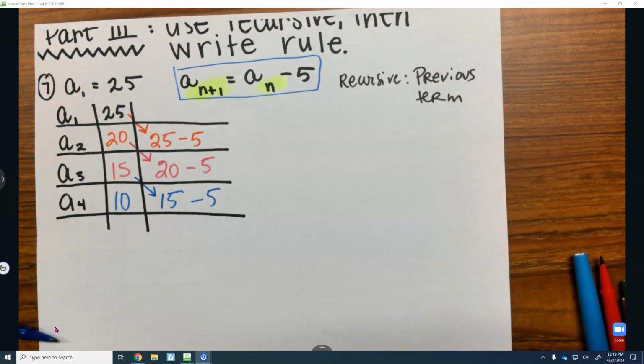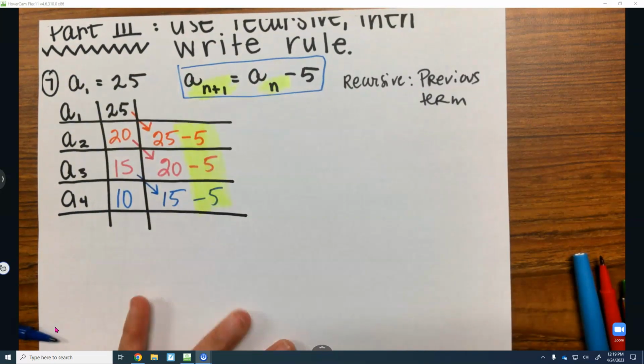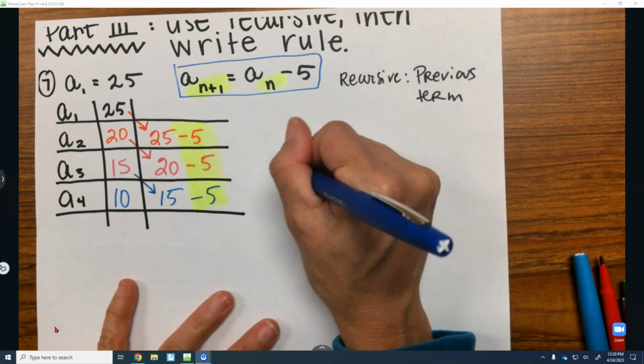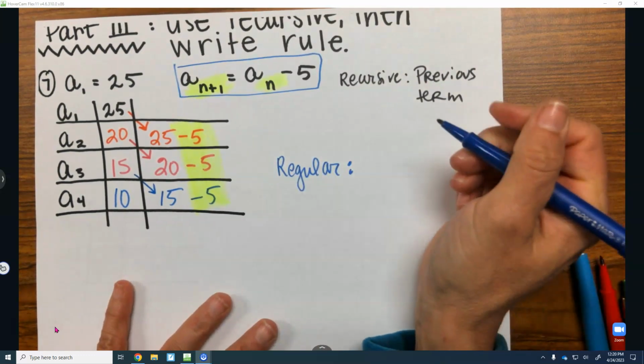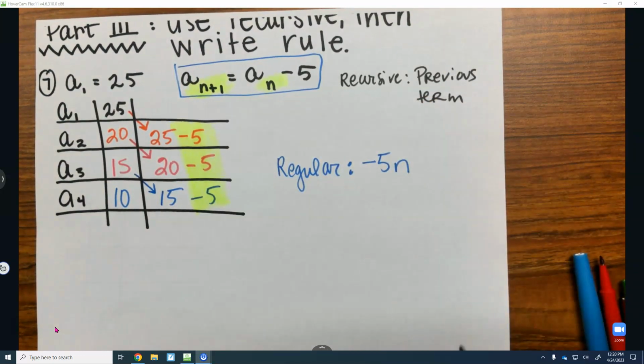Now, in part 3, we were going to use the recursive rule, and the instructions also say to write the regular rule. Guys, all these minus 5s, that's going to be the number in front of letter N. So to write the regular rule, not the recursive, it is going to be negative 5n, and then don't forget you always have to adjust something.